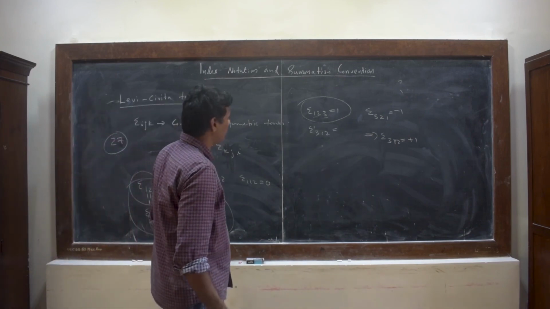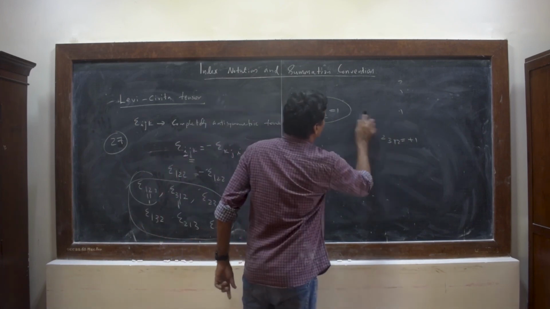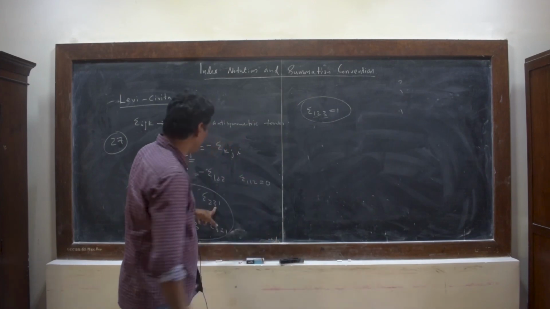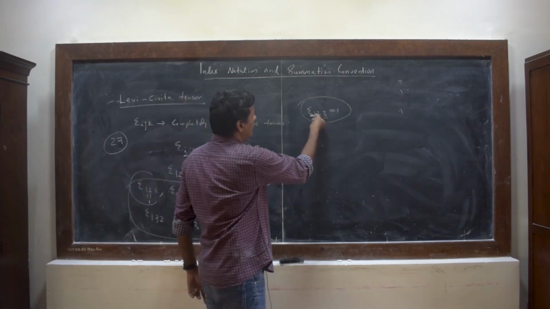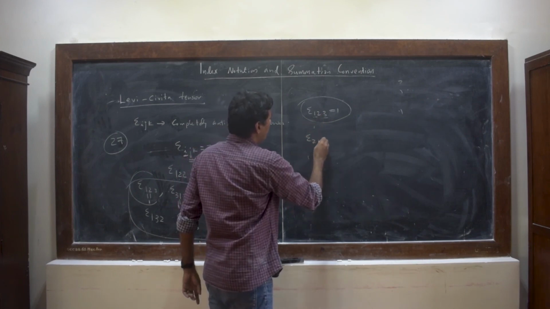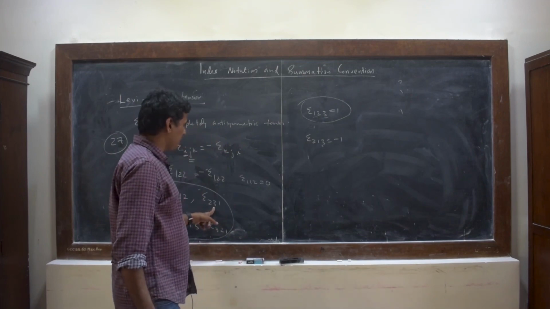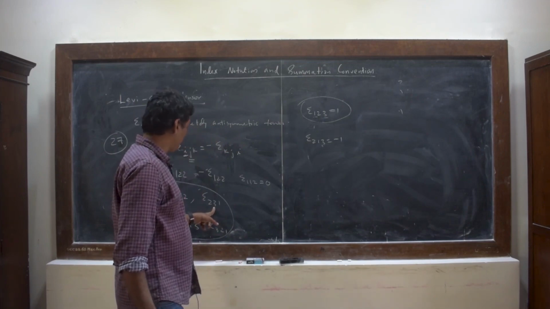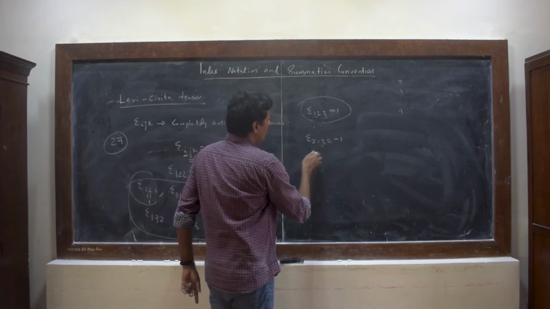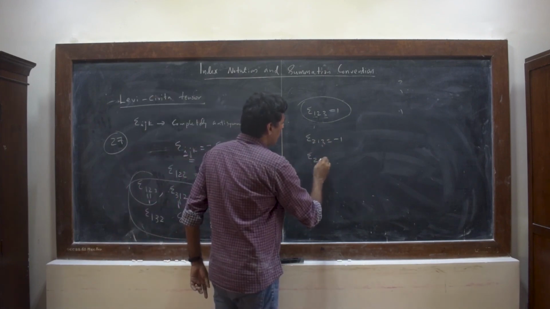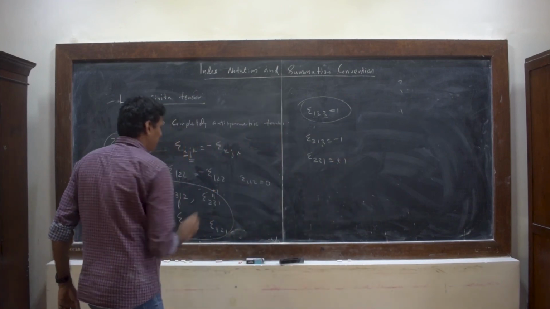Now let us look at epsilon 231. Epsilon 123 is 1, and what I need is 231. So I will exchange these two first. So epsilon 213 is minus 1, and now I need 231, so I will exchange these two, and I will get epsilon 231 is again plus 1. So this will also be plus 1.